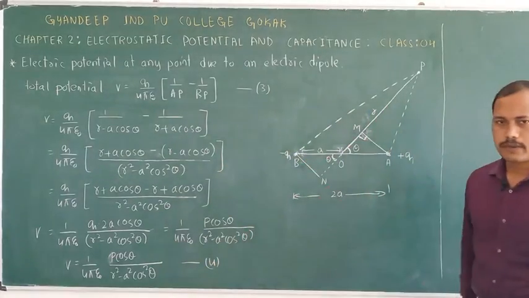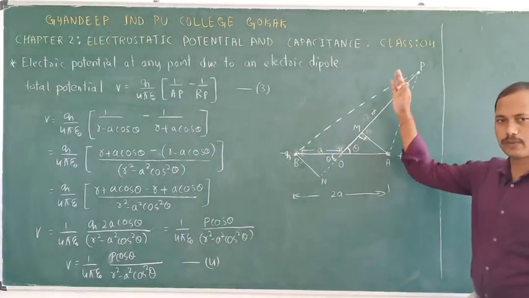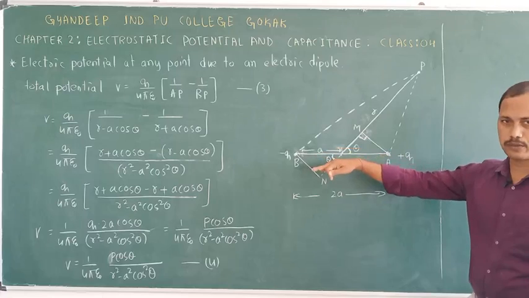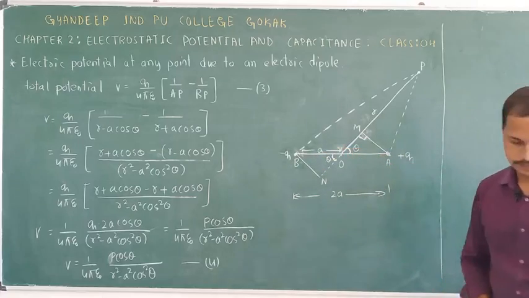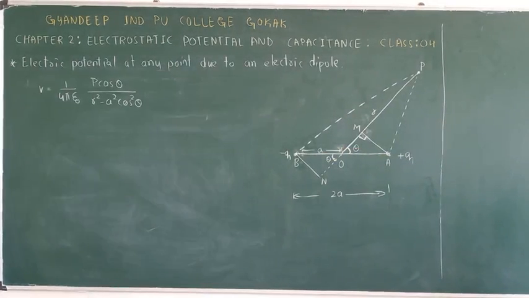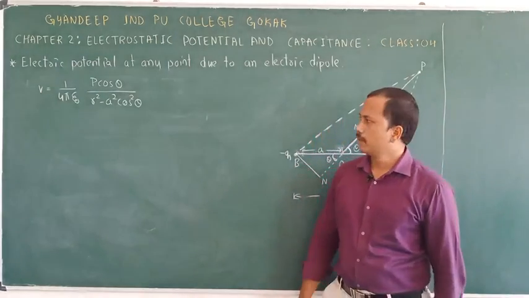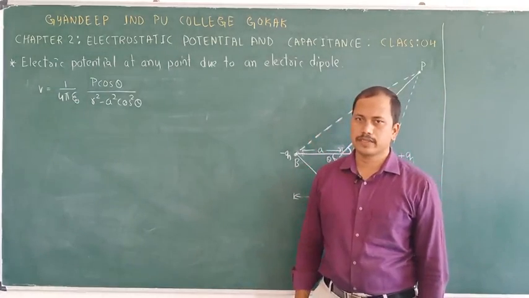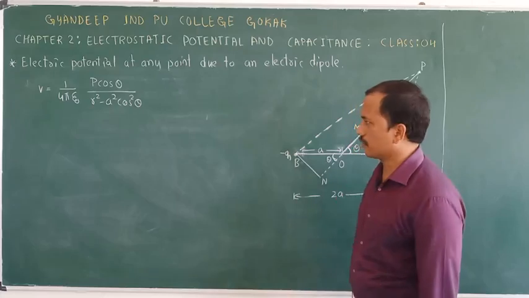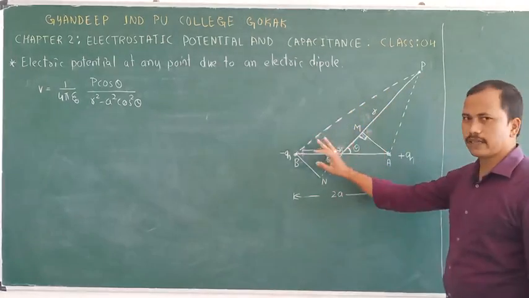So from this equation we can find the potential at any location, along the axial line, along the equatorial line, exactly opposite to that dipole. Next is the general equation, that is V is equal to 1 by 4 pi epsilon naught, P cos theta divided by r square minus a square cos square theta. This is the general equation for the electric potential at the point P due to the same electric dipole.